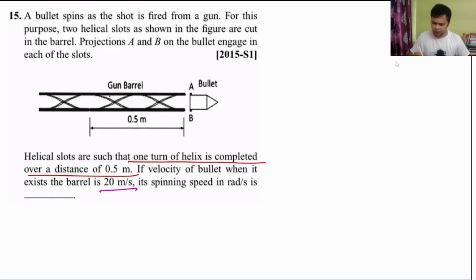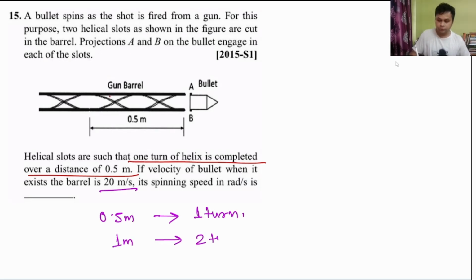Okay, let us see. It is clearly given that 0.5 meter implies one turn. So 1 meter is equal to 2 turns. So if I am saying 20 meter per second, can I say this is equal to 40 turns per second? Yes, 40 turns per second. You can simply multiply; don't ask me to do this. So now 20 meter per second is 40 turns per second.